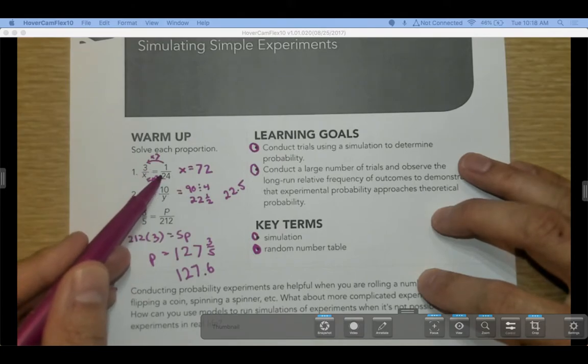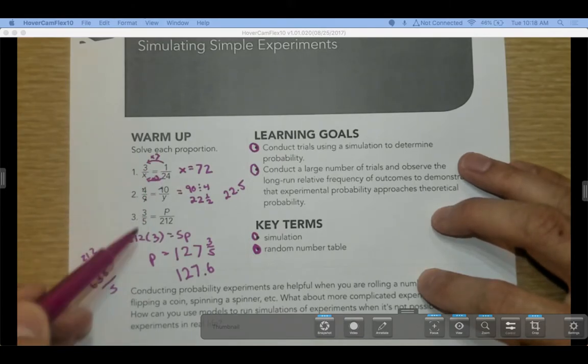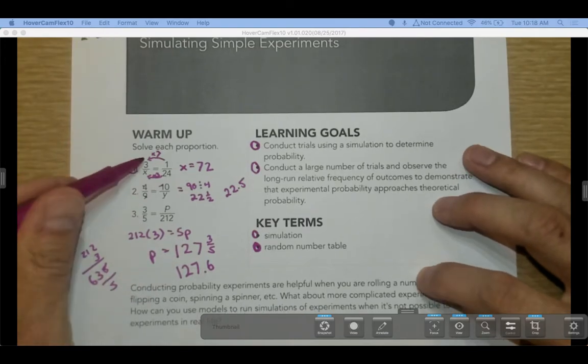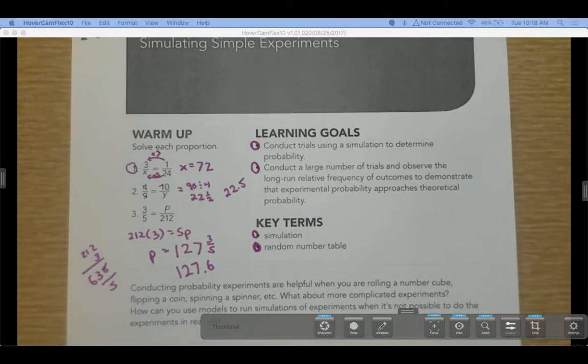Okay, and so cross multiply. I do the ones I know, divide by the other, do the ones I know, divide by the other. Sometimes I can scale up or scale down, kind of like equivalent fractions, to find the answer that way.